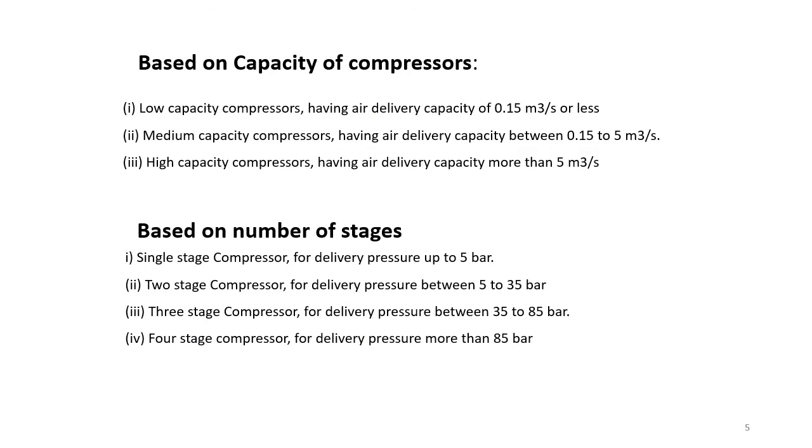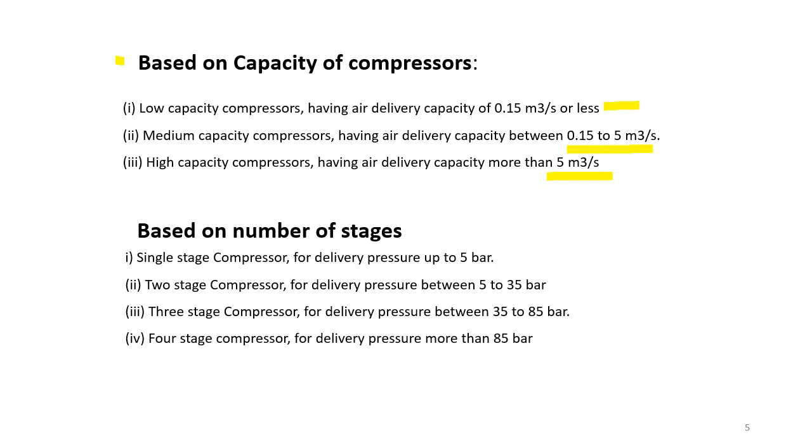So the compressors are classified on the basis of their capacity. You call it a low capacity compressor if it has an air delivery capacity of 0.15 meter cube per second or less. Medium capacity compressors have 0.15 to 5 meter cube per second of delivery, and high capacity compressors have air delivery of more than 5 meter cube per second. So this is the classification of compressors on the basis of capacity.